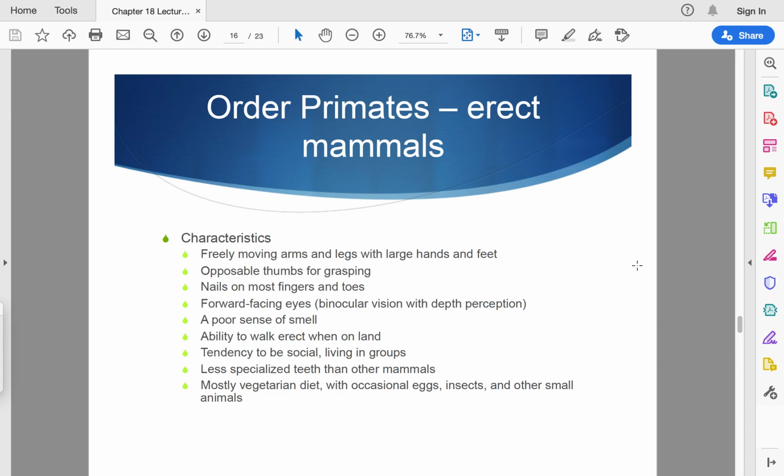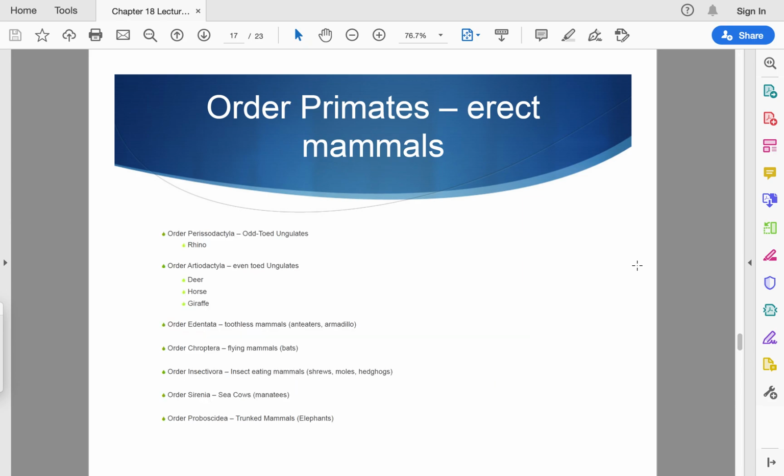Nails on most fingers and toes. Forward-facing eyes, giving us binocular, bi meaning two, binocular vision, which gives you depth perception. A poor sense of smell, ability to walk erect when on land, tendency to be social, meaning that we live in groups, less specialized teeth than other mammals, and then mostly a vegetarian diet with occasional eggs, insects, and other small animals.